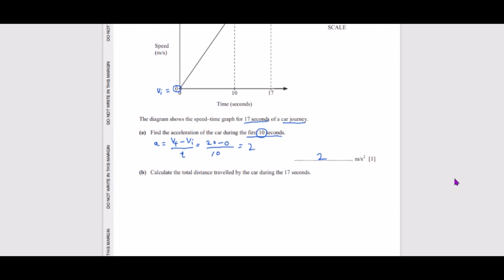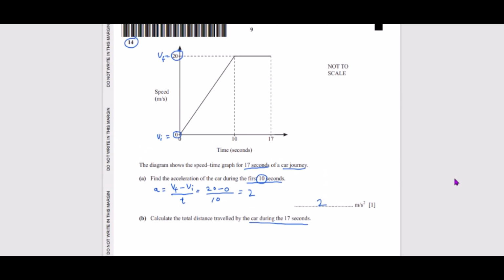Calculate the total distance traveled by a car during 17 seconds. This is a trapezium. So first of all, we find this time. The time is 17 minus 10, that is equal to 7. So here time is 7. The total time is 0 to 17.